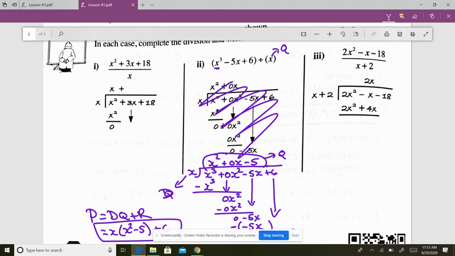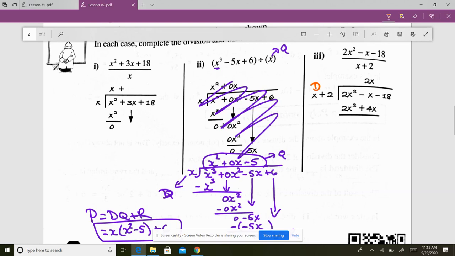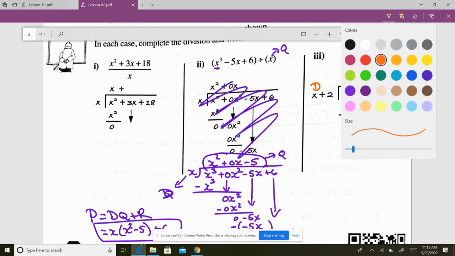All right. So we write the x plus 2 on the outside because that's our divisor. What do I keep saying? It's the divisor, D. Sorry. I'm going to write it in a different color. Divisor. It's what you're dividing by.